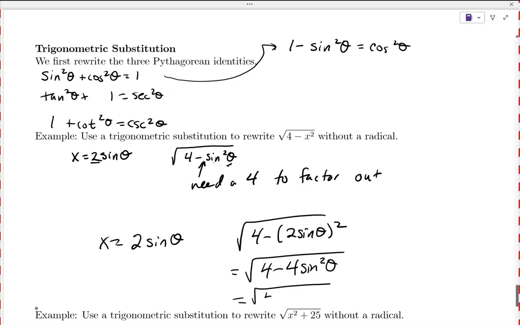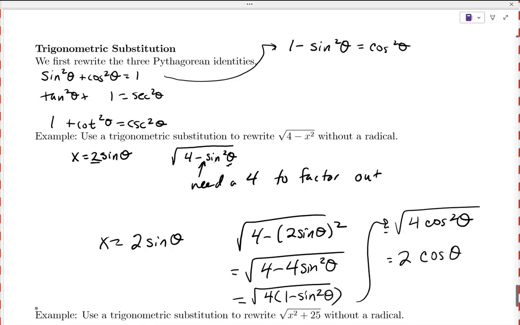Again, the reason we like that is because we can now factor out the 4. And now I'm at square root of 4 times 1 minus sine squared theta. What can you replace the 1 minus sine squared theta with? Cosine squared theta, good. Oops, I said cosine and wrote an S. And now do your square root. Square root of 4 is 2. Square root of cosine squared is cosine.